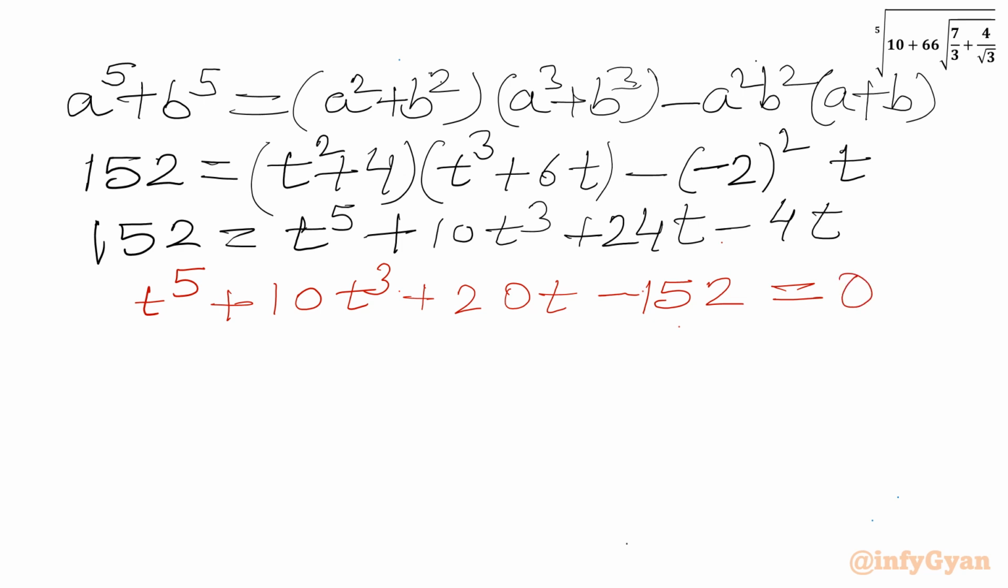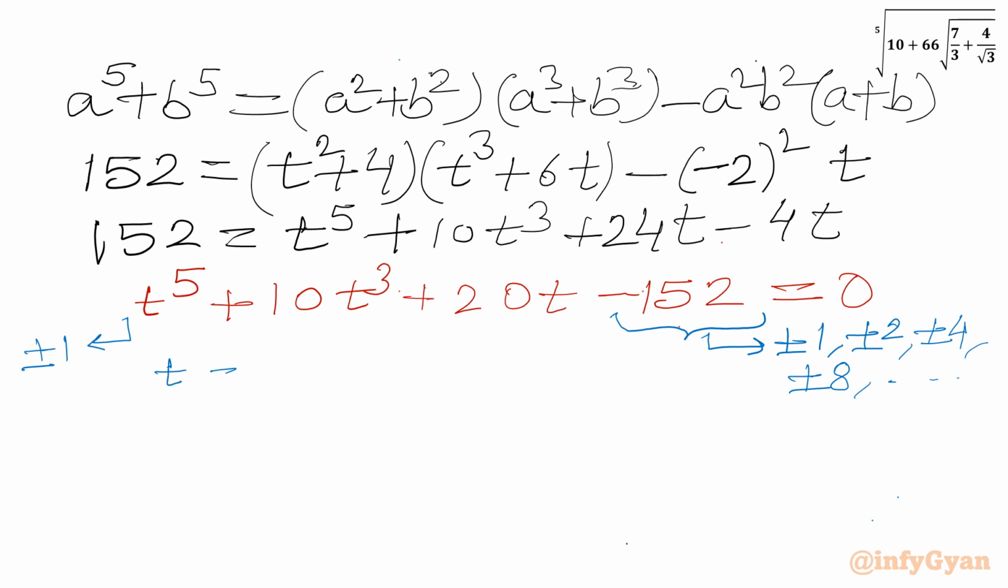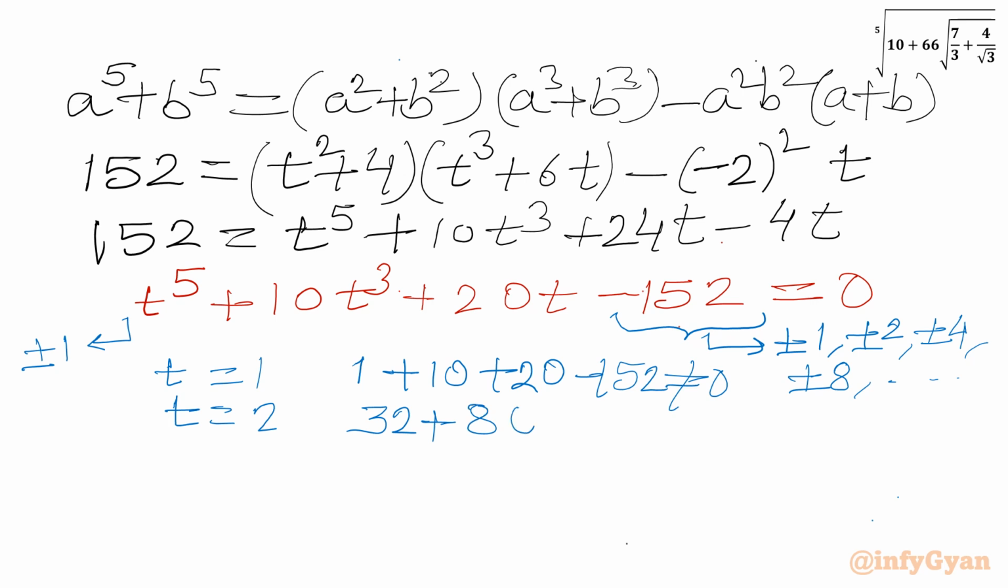I will use the rational root theorem. So let us find out eligible factors of 152. So I can write plus minus 1, plus minus 2, plus minus 4, plus minus 8, and so on. Leading coefficient is 1 only, so plus minus 1. Now I will check a few values. t equal to 1: if I plug in 1 plus 10 plus 20 minus 152, will it satisfy? No, it won't. Let us apply t equal to 2. So 32 plus 10 times 8, 80, 20 times 2, 40, minus 152. Will it satisfy? Yes. t equal to 2 is our base solution.